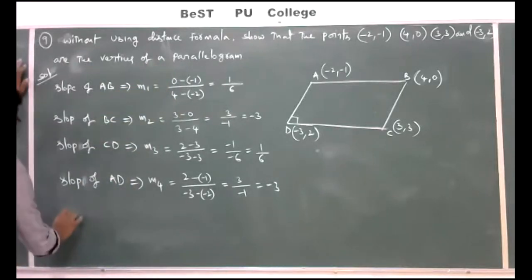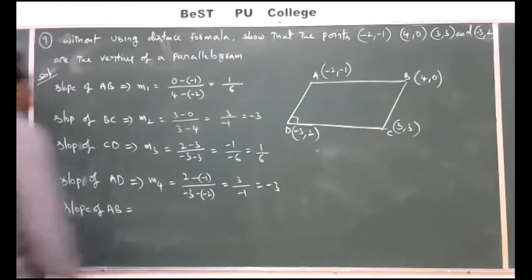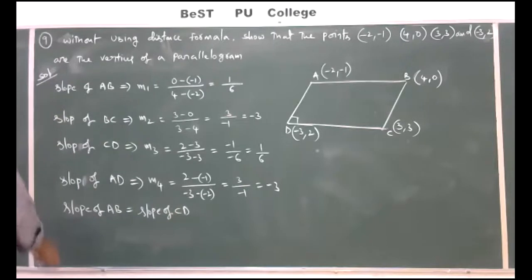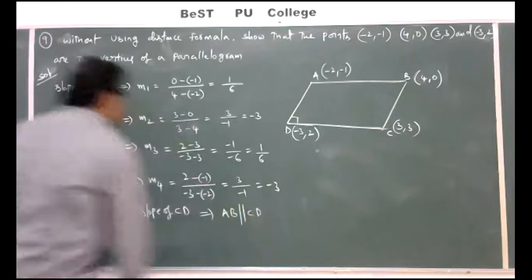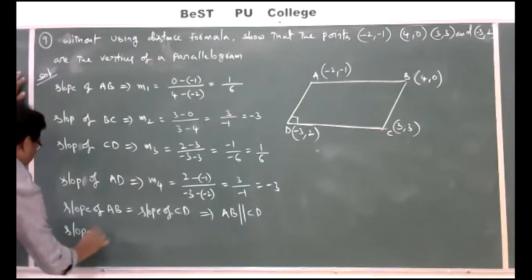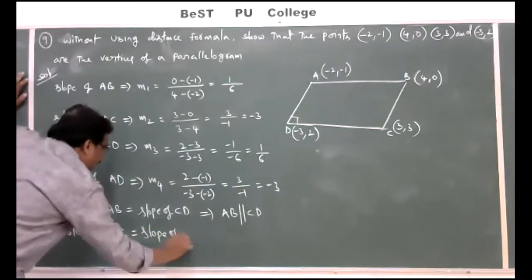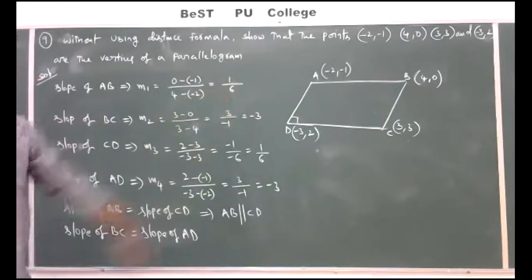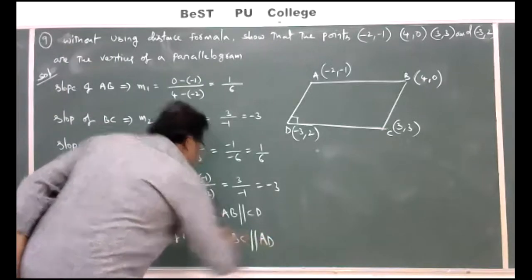Slope of AB is equal to slope of CD. That implies AB is parallel to CD. Slope of BC is equal to slope of AD. Opposite sides are parallel. That implies BC is parallel to AD.